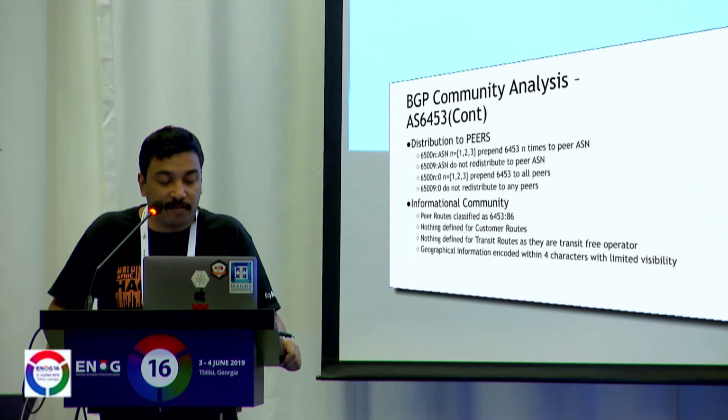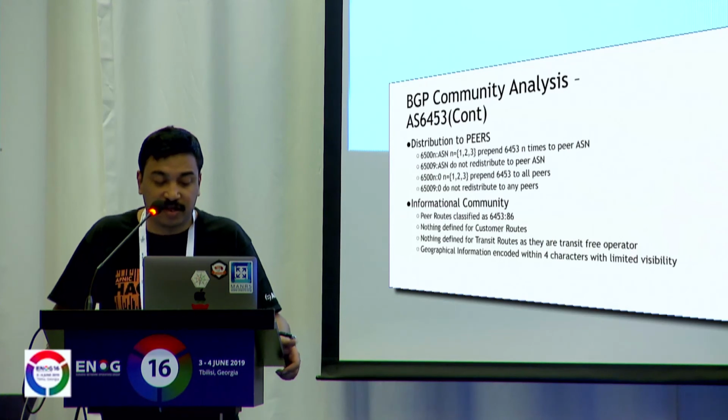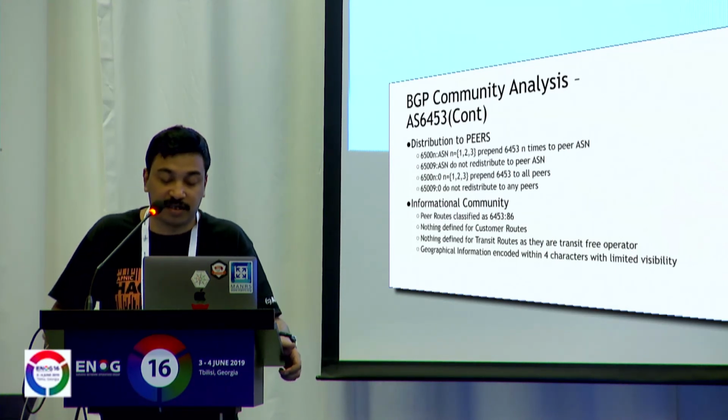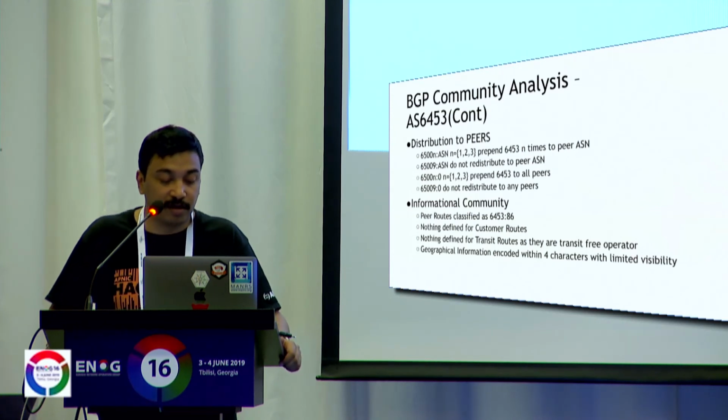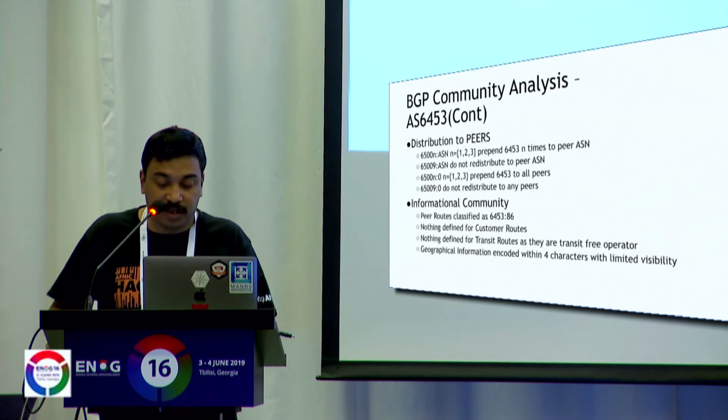Besides that, they have some informational communities, like peering route, which is classified as 6453 colon 86. There is nothing defined for customer routes and nothing defined for transit routes, as I have mentioned, because they are a transit-free operator. Geographical information is encoded within four characters, with limited visibility of their network.